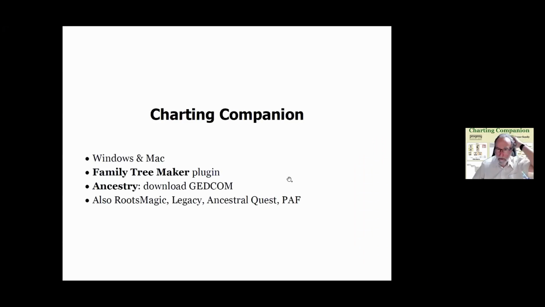So we make Charting Companion, which is a companion program. It runs on Windows and the Mac. If you're a Family Tree Maker user, it operates as a Family Tree Maker plugin. It is launched directly from Family Tree Maker. If you use any of the other programs, Charting Companion will read the database directly. If you use Legacy or Ancestral Quest or PAF or RootsMagic, we read the database format directly. If you use Ancestry or MyHeritage or any of the other online systems, you can download your data in the form of a GEDCOM, and Charting Companion will read the GEDCOM.